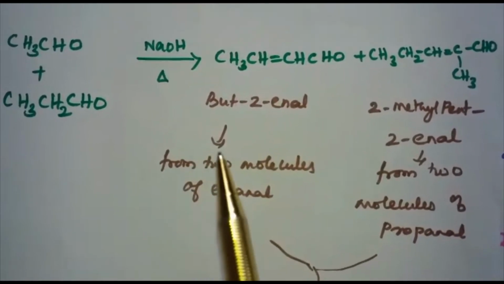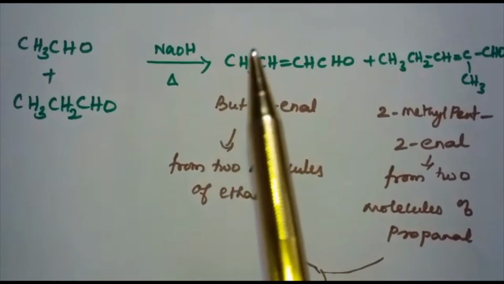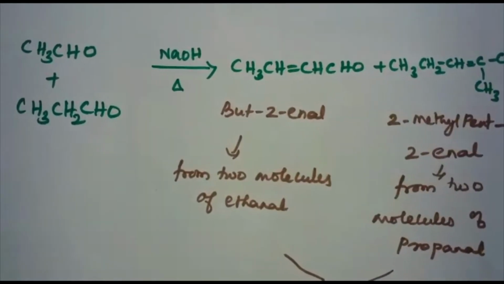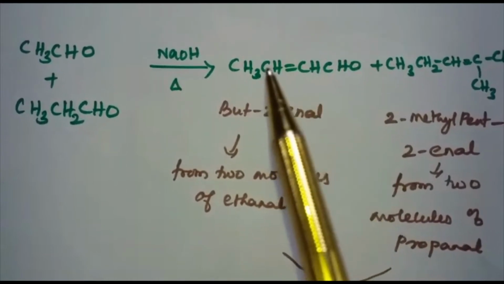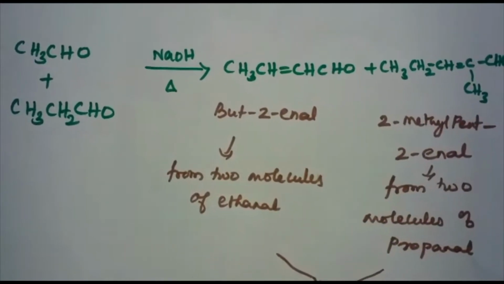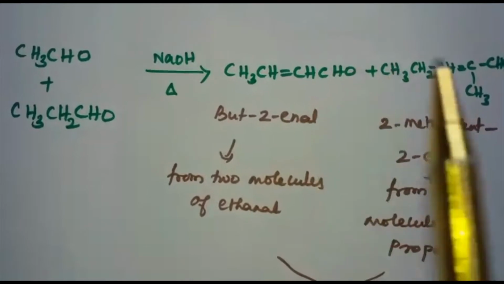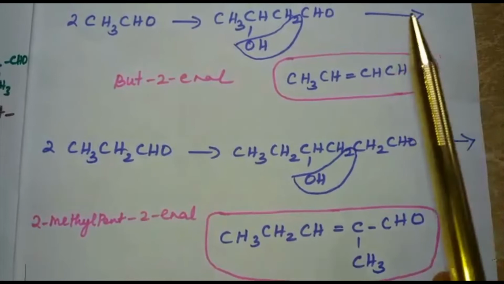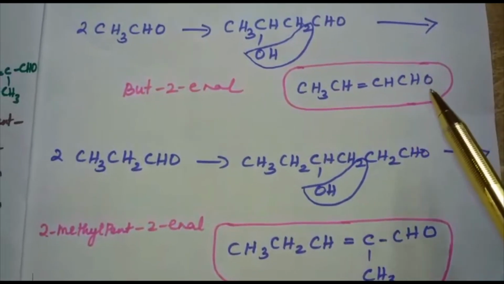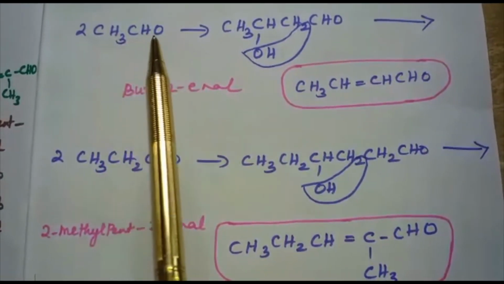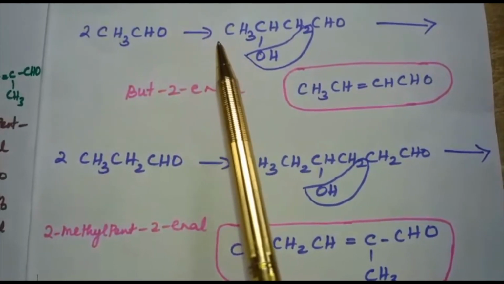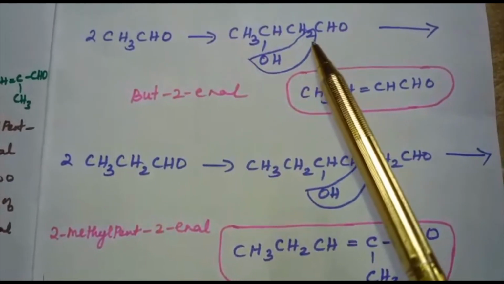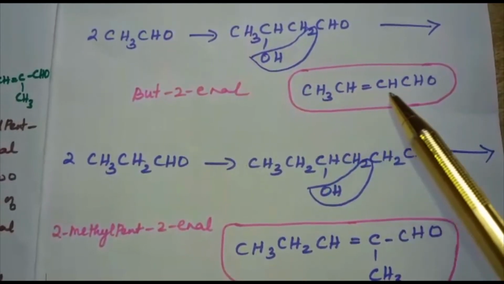Here it was written that from two molecules of ethanal, CH3, CH double bond CH, CHO. Your normal aldol condensation. I will show you how you are getting this CH3, CH double bond CH, CHO. No need to memorize the aldol products. You can easily learn and write. CH3, CH double bond CH, CHO is obtained when two molecules of ethanal are treated with dilute NaOH. You will be getting CH3, CHOH, CH2, CHO, which loses a water molecule on heating to give this butylenol product.